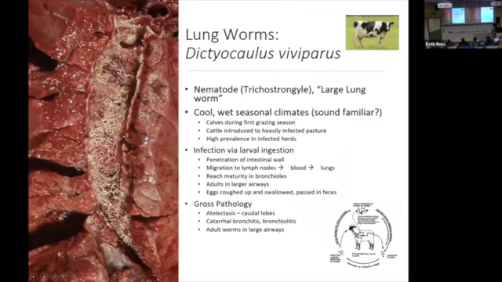Lungworms. Here they are. There's the info. Don't really have anything else to say about it.